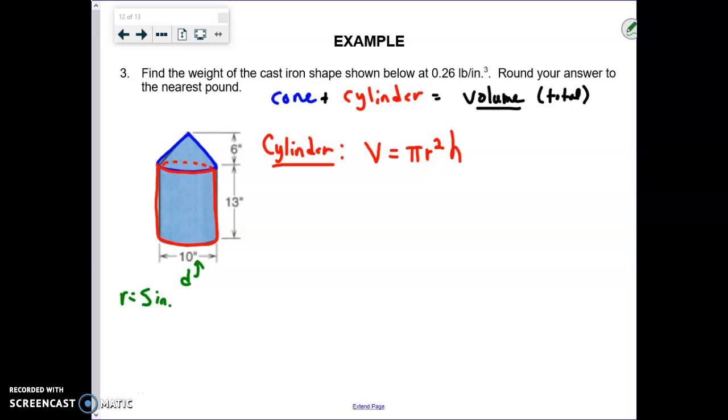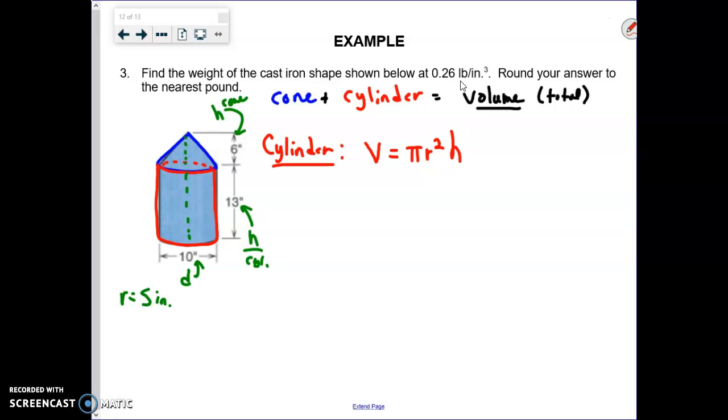This is the height right here. The 13 is the height of the cylinder, and it looks like 6 is the height of the cone. So this is the height of the cylinder. This is the height of the cone. Height of the cylinder, height of the cone. Don't add those together because we're looking at each of these individually.